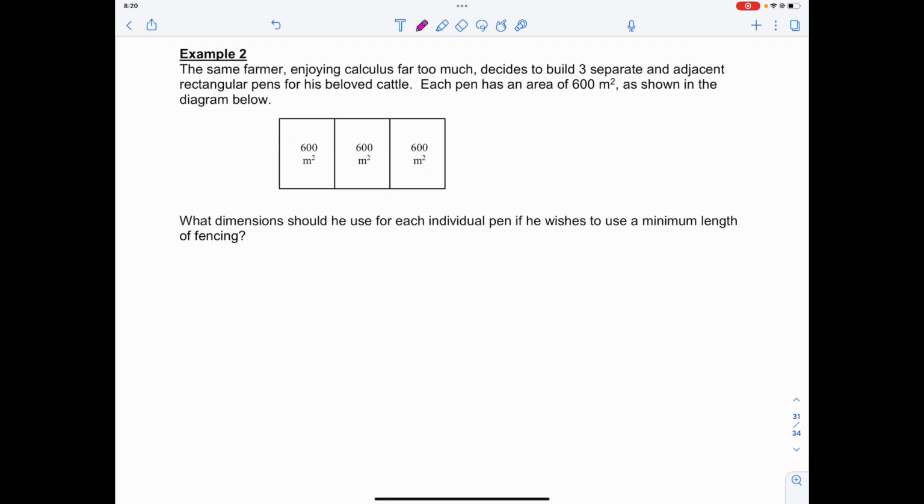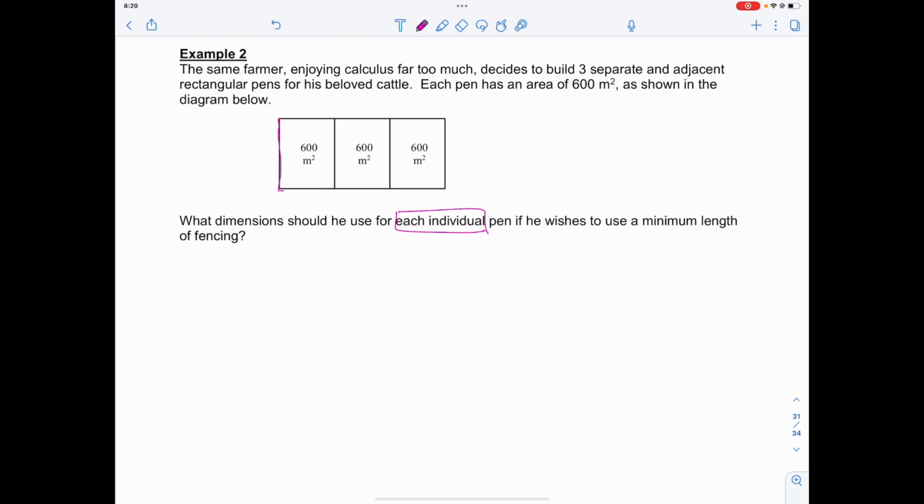For example 2, it says, the same farmer from example 1, enjoying calculus far too much, decides to build 3 separate and adjacent rectangular pens for his beloved cattle. Each pen has an area of 600 meters squared, as shown in the diagram below. What dimensions should he use for each individual pen if he wishes to use a minimum length of fencing? So what do we know here?